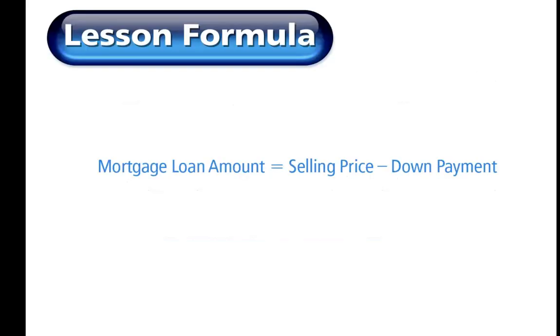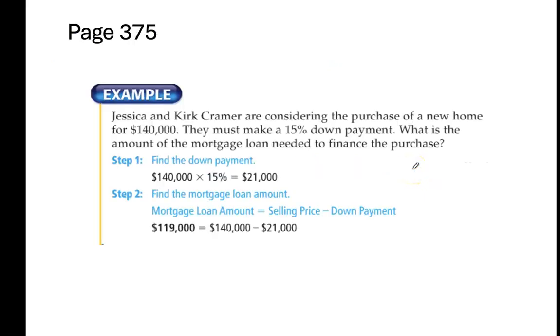So we have one main formula for this. Mortgage loan amount equals the selling price minus the down payment. Okay. So we've done loans, we did something very similar to this, where all you do is subtract the down payment. If the down payment is a percent, though, you have to multiply first to find the down payment. You can only subtract if it already tells you how much it is. So let's look at some examples.